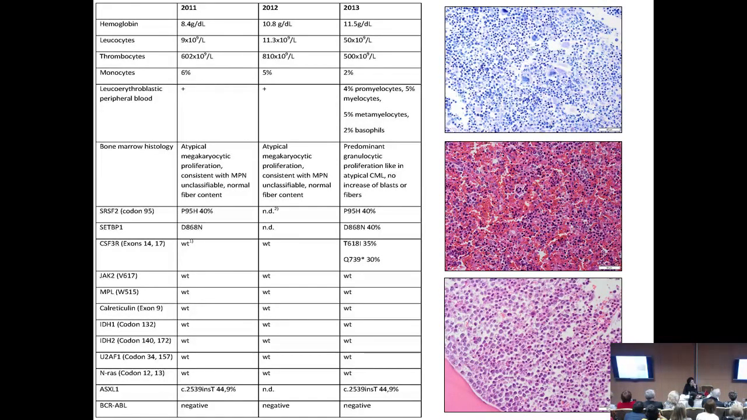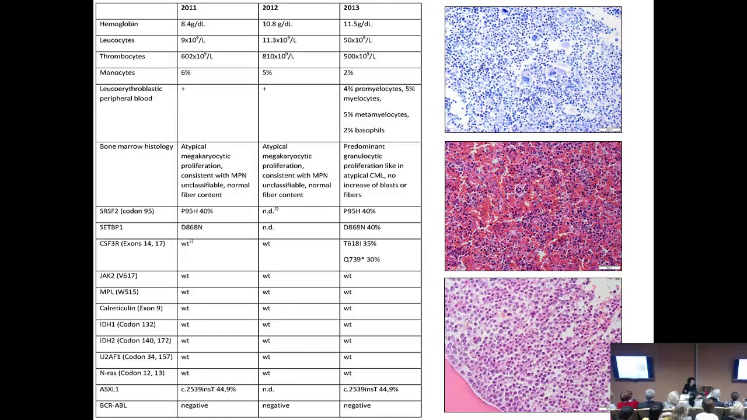And what is behind this transition from MPN to an atypical CML-like disease? It's the acquisition of an additional mutation. At presentation as MPN in 2011, we had a number of mutations, an SRSF2 mutation in 40% of alleles, a ZRSR2 mutation, and no JAK2, no MPL, no calreticulin mutation, but an ASXL1 mutation was also present. And these mutations persisted in 2013 when we had this atypical CML-like picture shown here.